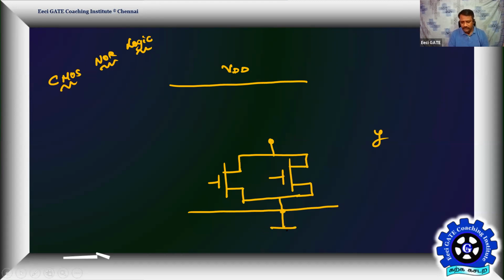So this is the output Y. So when output will be pulled down to 0, this is A, this is B. If any one is 1, Y will be pulled down to logic 0. So we need to go for the complement of this. Then you have to put the two PMOS switches in series. Let me have some more space.